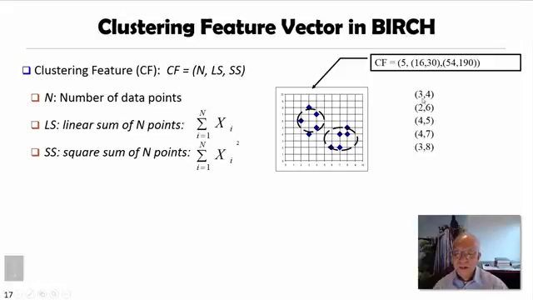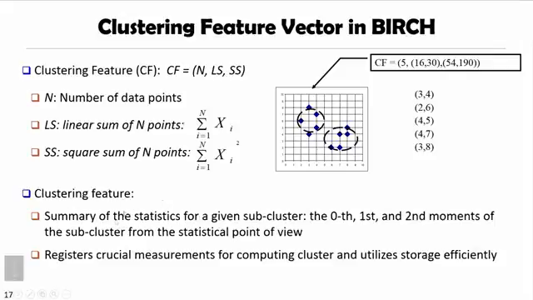So you can see the first one, 5, means there are 5 points. The second one is the linear sum of each dimension. The third one is the squared sum of each dimension. So the clustering feature is a summary of the statistics of a given subcluster, where you can consider the number as the zeroth moment, the linear sum as the first moment, and the square sum as the second moment of the subcluster from the statistical point of view. That means it registers the crucial measurements for computing clusters and utilizes storage quite efficiently.